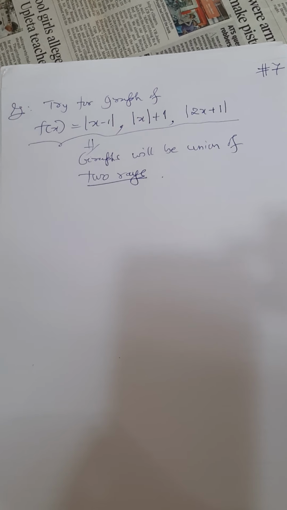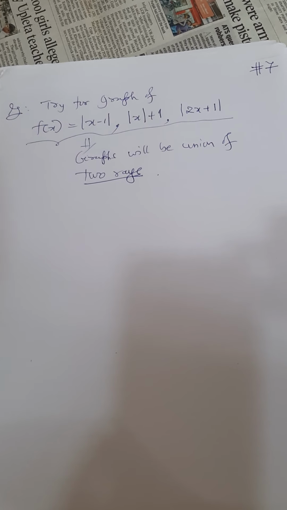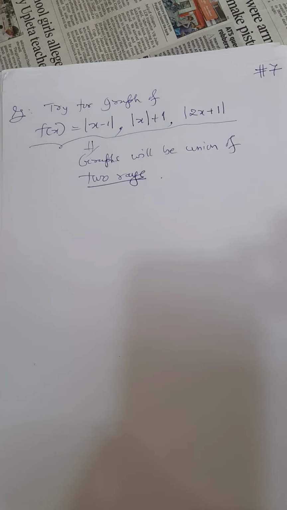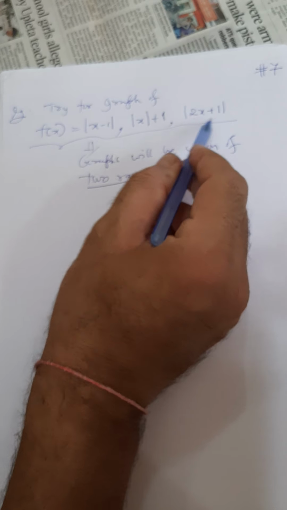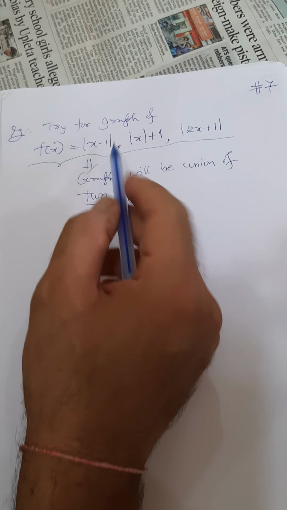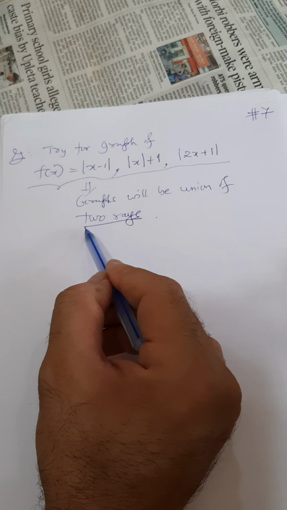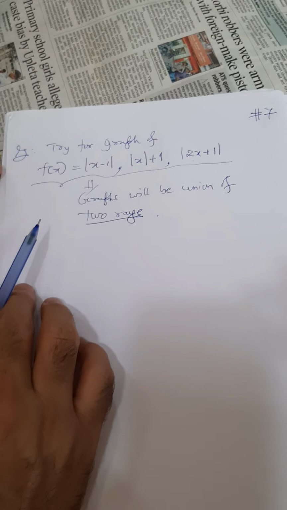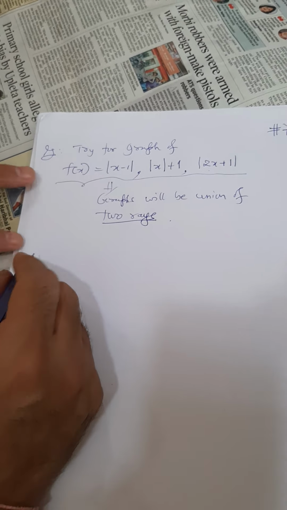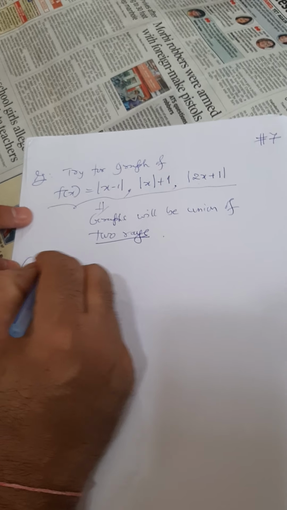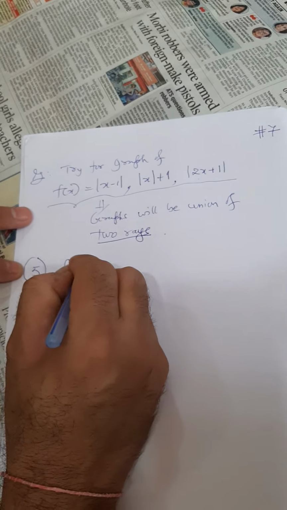So you can try for the graph of modulus x minus 1, modulus x plus 1 and modulus 2x plus 1. You can just try in rough papers. You will see that the graph will be a union of two rays. Try for this. I will go to the next type, the fifth one, which is called the signum function.